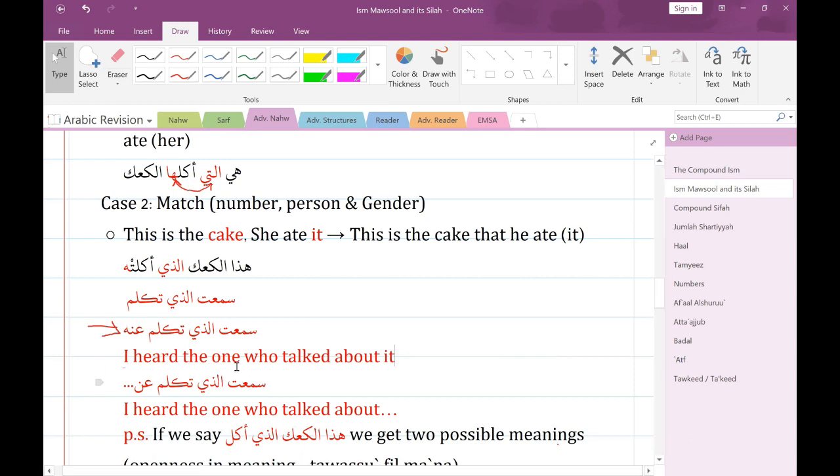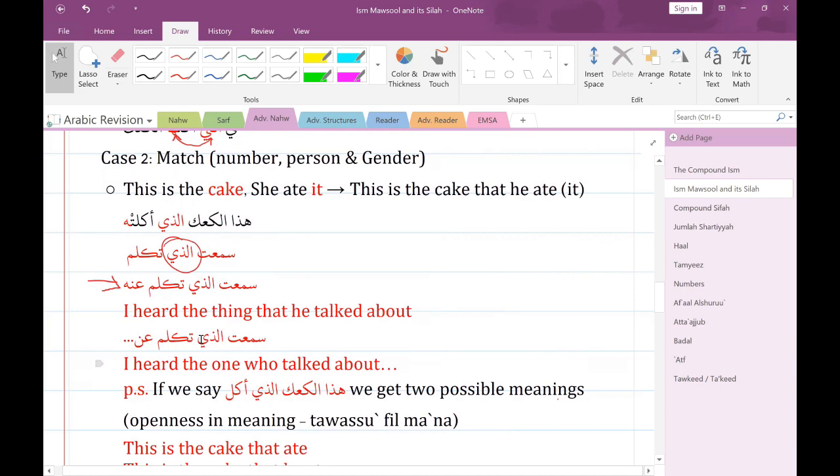I had the thing that he talked about. So it can either be the one or the thing, referring to either a person or an object, because like we said, alladhi can be used for both intellectual beings and non-intellectual beings. It's both. So it can go both ways.